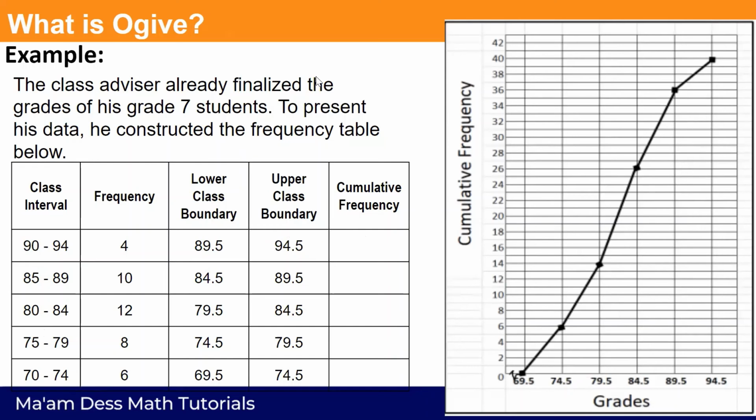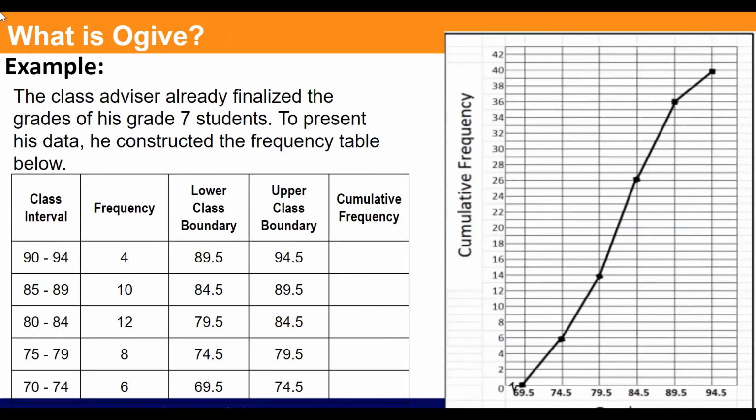Now, in finding the cumulative frequency, paano nga po ito gagawin? So, look for the frequency here. Below class interval, dun po tayo magsisimula. So, we have 6. 6 add by 8, we have 14. 14 add by 12, we have 26. And then 26 add by 10, we have 36. And 36 add by 4, we have 40.